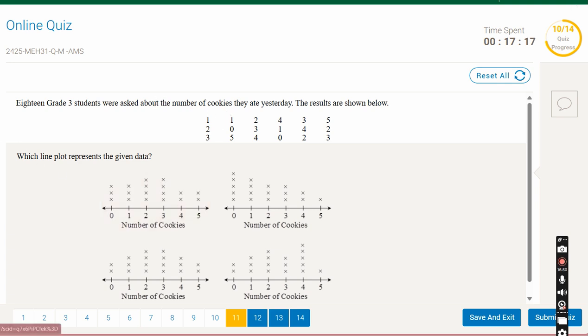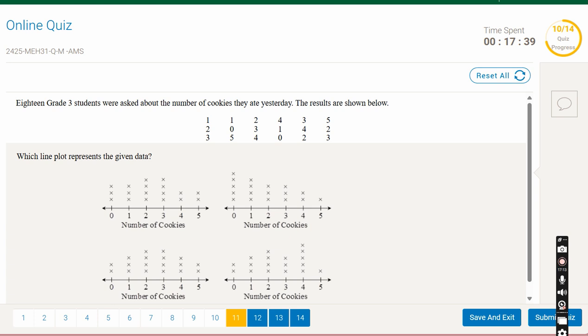Okay, now this one, again, you'll be counting how many zeros you have, how many ones you have, and how many twos you have in the number of cookies. So how many zeros do you have? 1, 2. Which of these has 2 crosses on the 0? We know it's only this one and this one, right? It has 2 crosses on the 0, and also this one has 2 crosses on the 0.